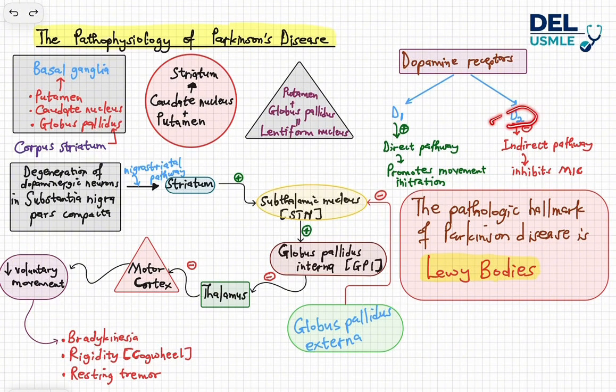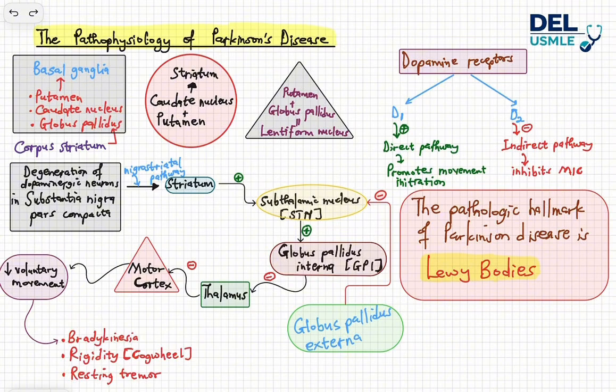Then the D2 receptors will become free since we don't have enough dopamine to react with the D2 receptors. And if the D2 receptors are not inhibited by dopamine when it reacts with them, then that will mean that the indirect pathway becomes constantly activated. And once it's activated, it promotes the movement inhibitory circuit, leading to the inhibition of movement. And that will give rise to the symptomatics of Parkinson's disease, where the patient will be exhibiting bradykinesia, rigidity, which is going to be cogwheel in nature, and resting tremor.